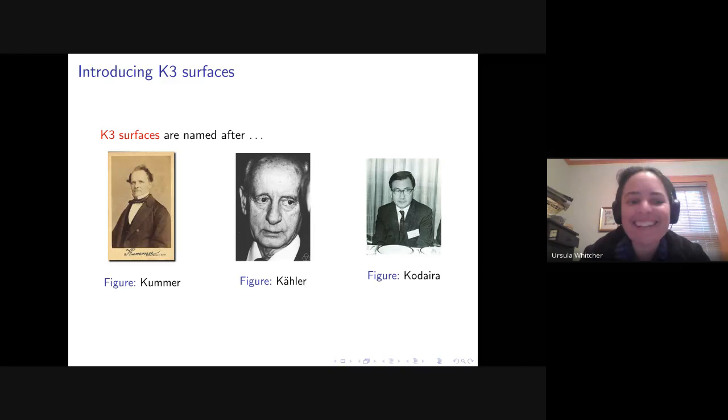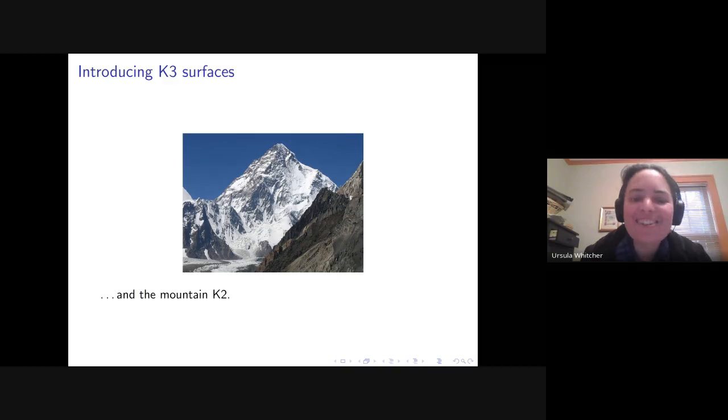K3 surfaces. K3 surfaces are named for Kummer, Kähler, and Kodaira. Those are the 3 Ks, which I have shared here in all of their beauty and glory. And they're also named after the mountain K2, which is one of the highest mountains in the world. The idea being that they have this really rich and challenging structure. And so there's all of this stuff that you could learn about mathematics as a whole by struggling to, as it were, climb K3.